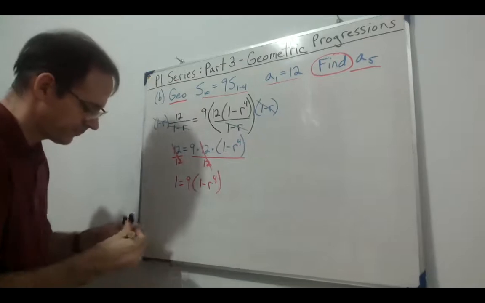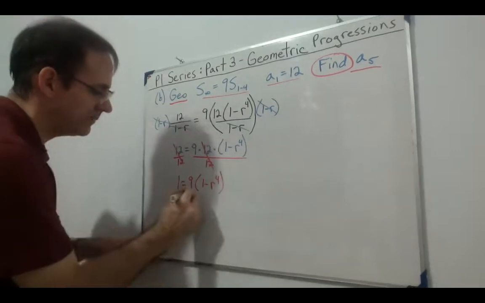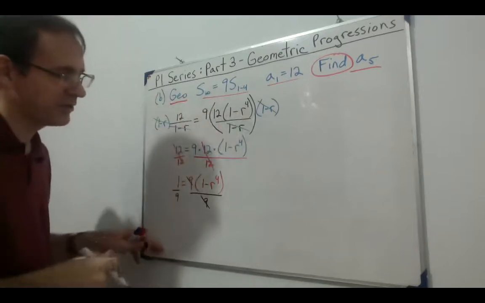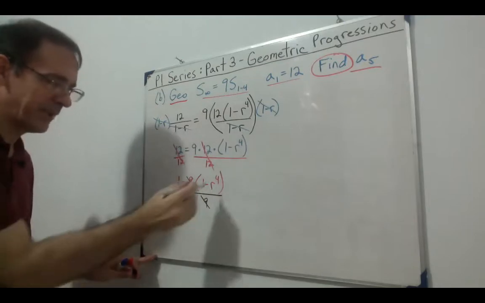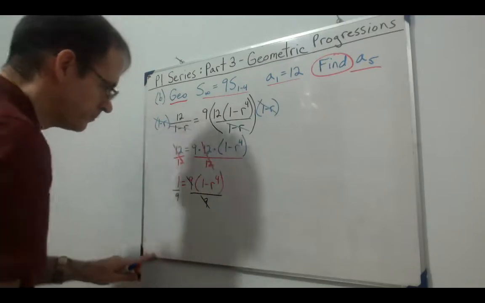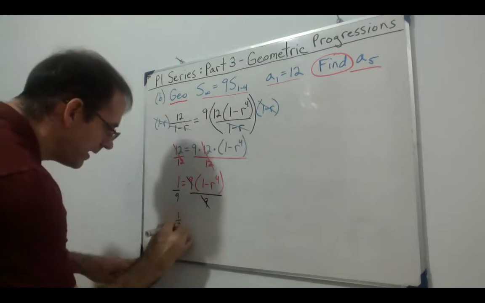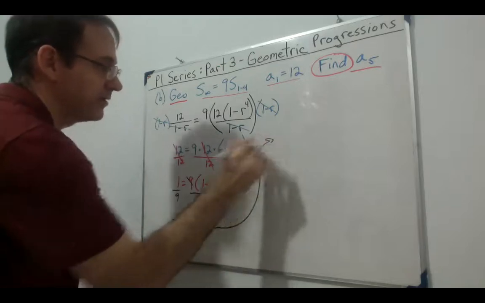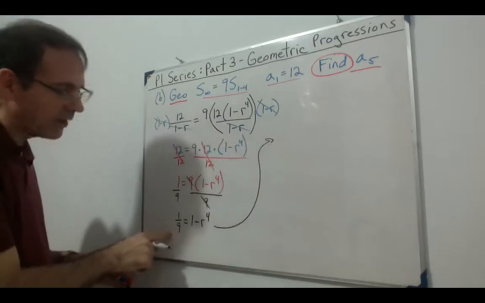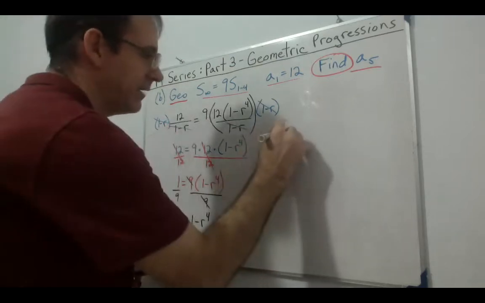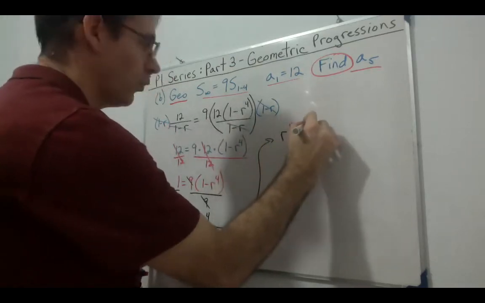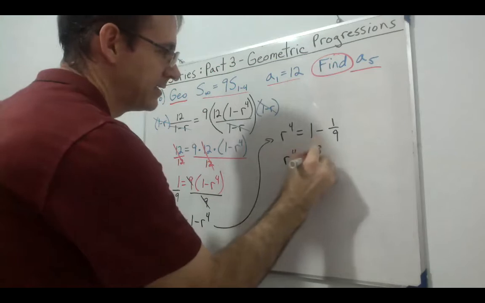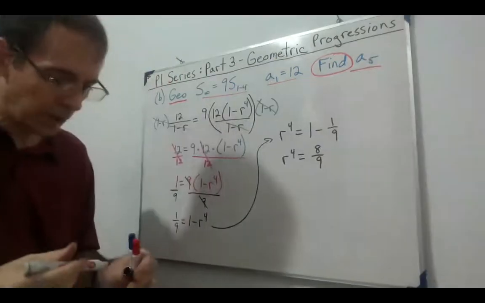Divide by 9 here. So just take your time, follow your order of operations, or in this case, the kind of the opposite of the order of operations to get the R by itself. Remember, we're trying to find R. And so we get 1/9 equals 1 minus R to the 4th. So if we add this R to the 4th over here and subtract the 1/9, R to the 4th equals 1 minus 1/9. R to the 4th equals 8/9.